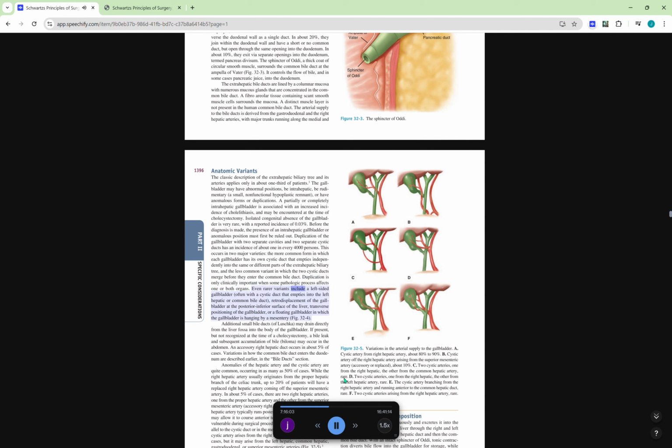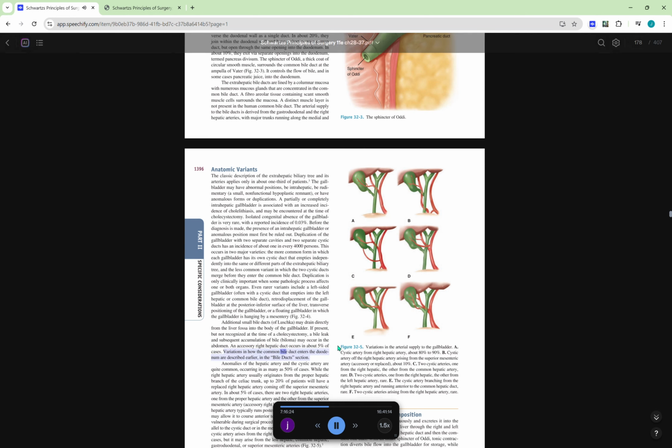Even rarer variants include a left-sided gallbladder, retrodisplacement of the gallbladder at the posterior inferior surface of the liver, transverse positioning of the gallbladder, or a floating gallbladder in which the gallbladder is hanging by mesentery. Additional small bile ducts may drain directly from the liver fossa into the body of the gallbladder. If present but not recognized at the time of a cholecystectomy, a bile leak and subsequent accumulation of bile may occur in the abdomen. An accessory right hepatic duct occurs in about 5% of cases.